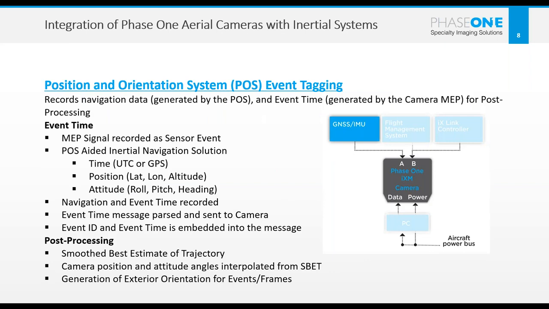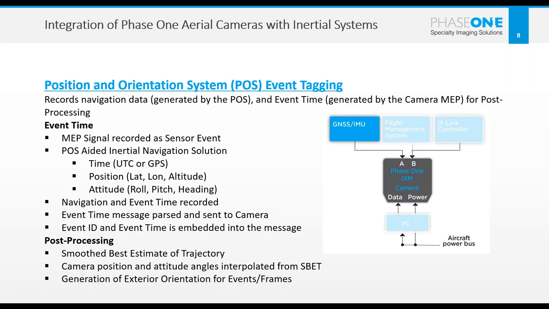Okay, so we now have the position and orientation system, POS, event tagging, which basically records navigation data generated by the POS and the event time generated by the camera, specifically the mid-exposure pulse coming from the camera. This group of information is necessary for post-processing and orienting the frame of every frame of the camera.